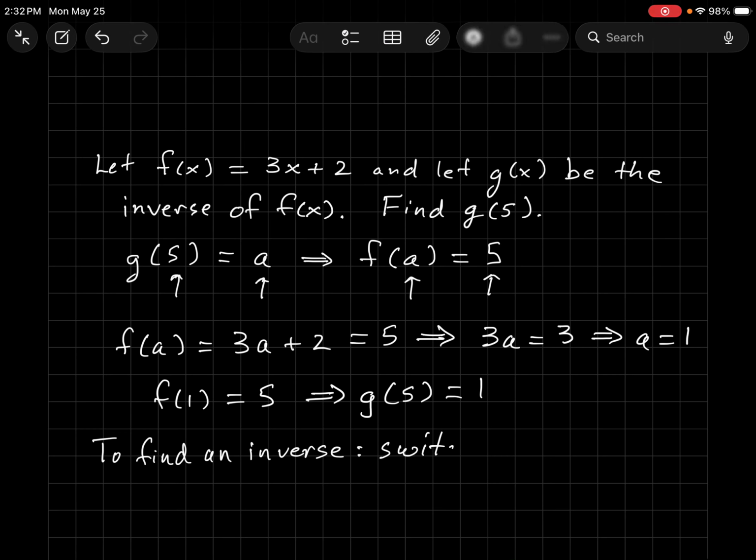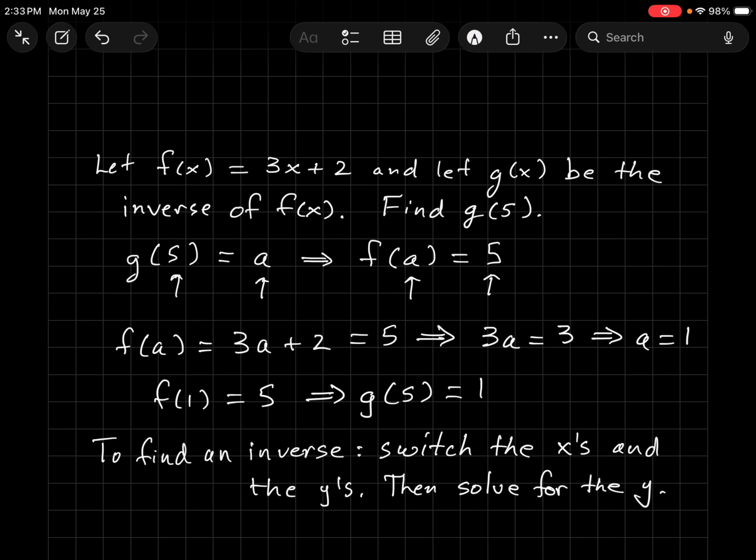So generally speaking, when you're asked to find the inverse of a function, I recommend starting by switching the x's and the y's. And then we solve for y. That is, then we'll solve for the new y. So let's find inverses of some functions.